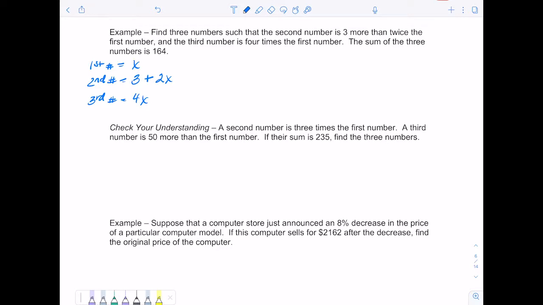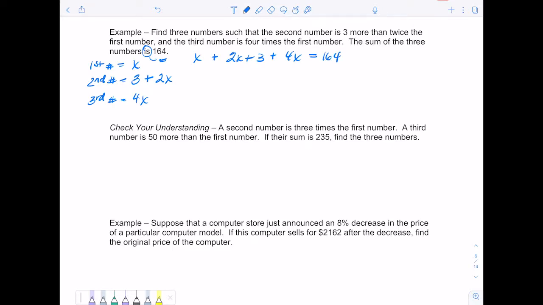So I'm going to take my three numbers, which are represented by the following: x, 2x plus 3, and 4x. Okay, sum means add, so I'm going to add them. And it says it is 164. Is usually means equals, so you're going to put an equal sign. Okay, and now I'm going to solve.